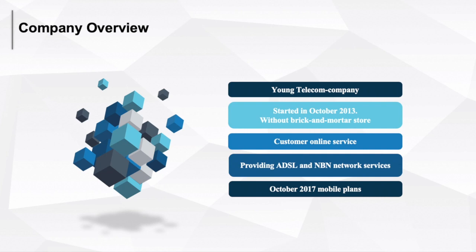Belong is a young telecom company which started in October 2013 in Australia and expanded its customer service to the mobile data market in 2017. Now customers can get flexible and affordable home and mobile plans. Without brick-and-mortar stores, all the services are provided through Belong's website online. In the meanwhile, the company's compliments, complaints, and suggestions from customers will also be collected online.